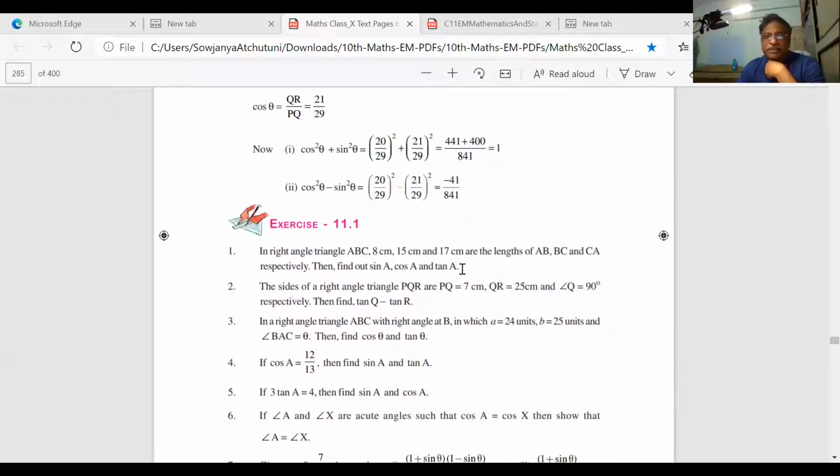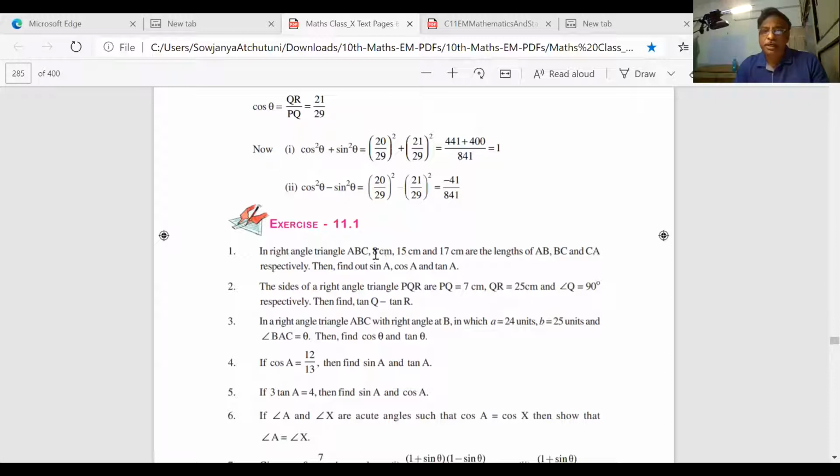So what is first asked? In a right angle triangle, 3 heights are given. AB, BC, CA given. Find out sin A, cos A, tan A. Okay. Let us draw a right angle triangle A, B, C. CA is the maximum length. That means B is my right angle. From the given picture itself, we should be able to understand which is the right angle.